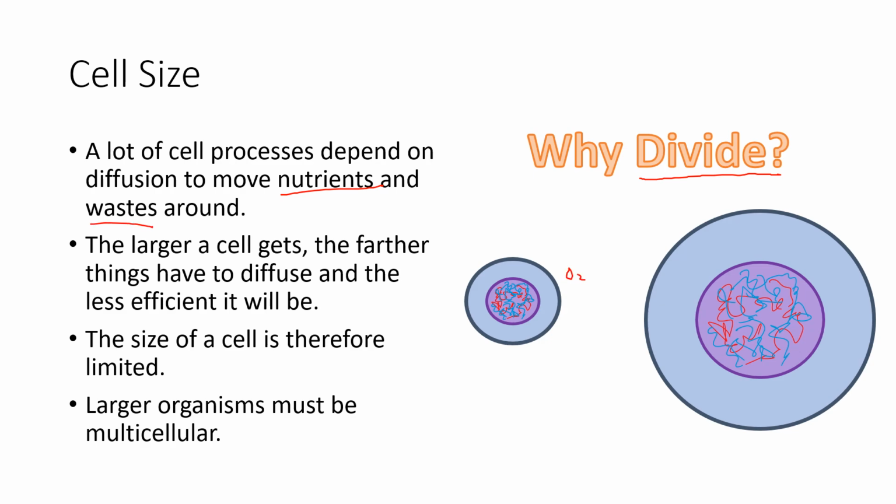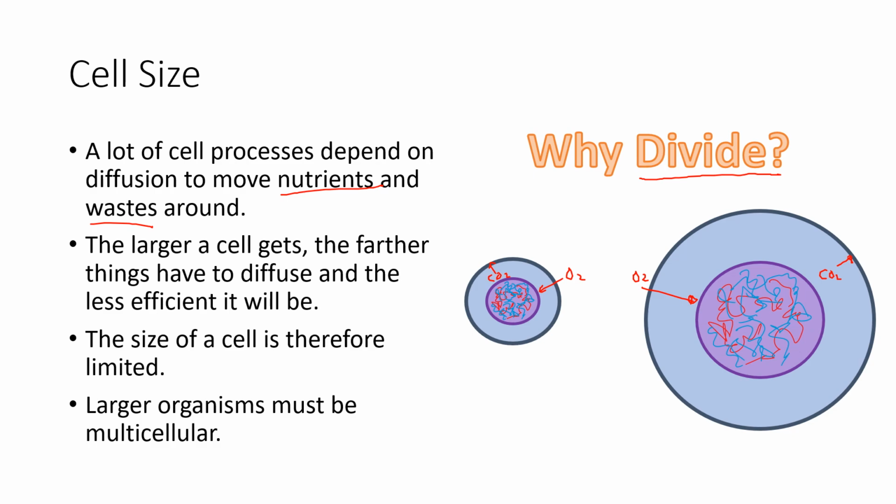Think of some oxygen that needs to get into the cell to be used. It's a lot farther to get inside to the center of this larger cell than it is in the smaller one, where it might be needed by, say, a mitochondria. Same with waste, a lot easier to get out of a small cell than it is to get out of a bigger one. The other thing has to do with the amount of surface area that there is.